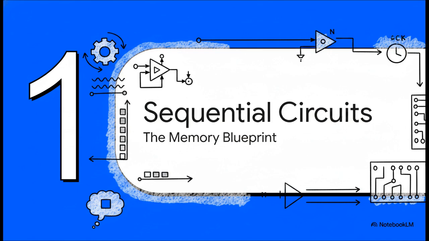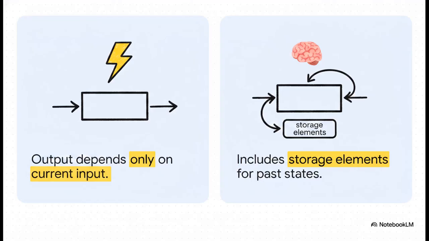Section 1. Meet the sequential circuit, the memory blueprint. To really appreciate memory, we first have to understand what a system looks like without it. On one side, we have combinational circuits. These have zero memory. Their output depends entirely on whatever's being fed into them right at this very second. But sequential circuits include specific storage elements. Their output relies on the current input, sure, but also on past states.